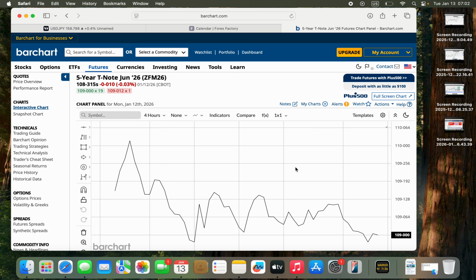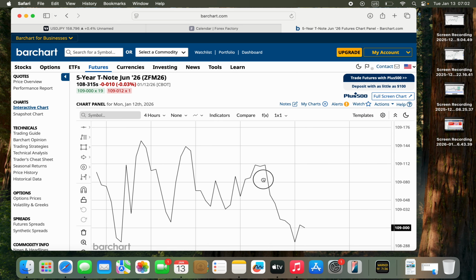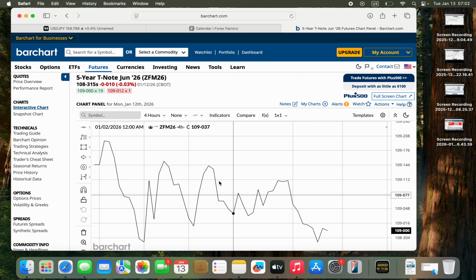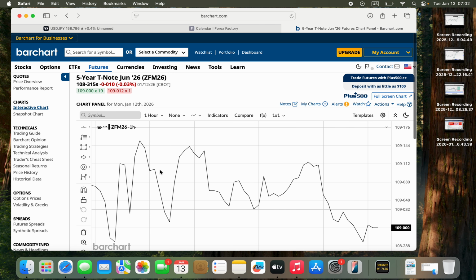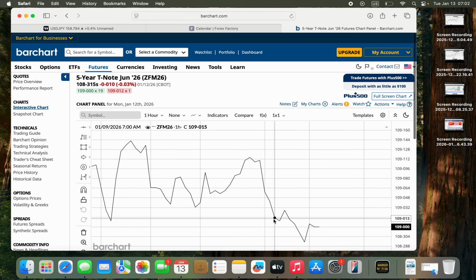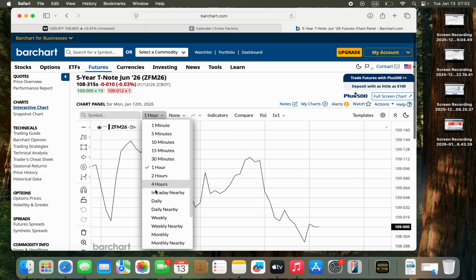Interactive chart. So this is what I wanted to say. As you can see, it hasn't gone that far, but it has swept this liquidity, and it's also dropping. So this is the proof. Let's say you look at the 1 hour time frame. This price will drop. That is one thing I'm sure about.